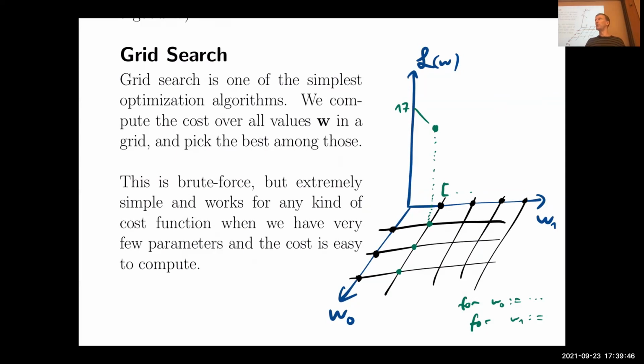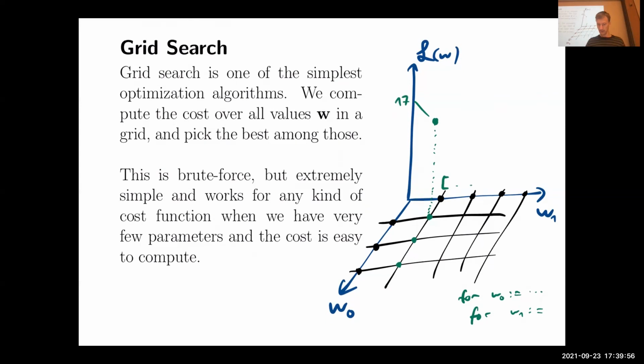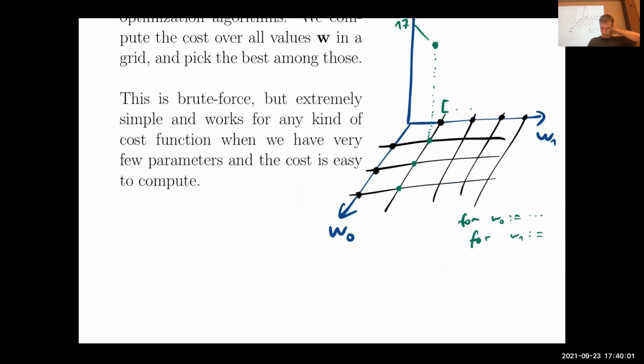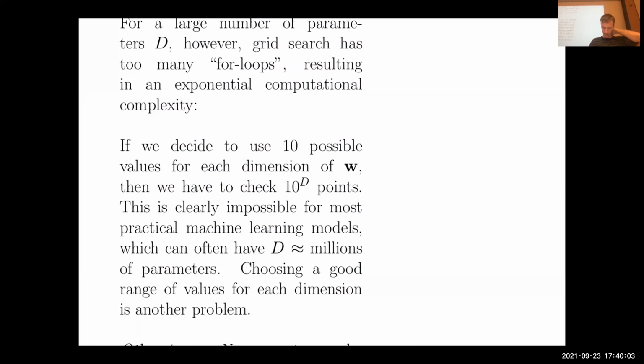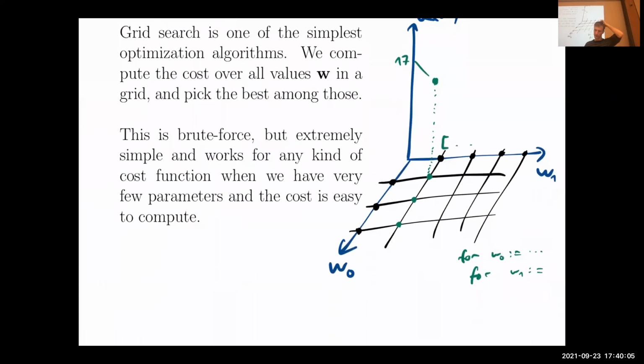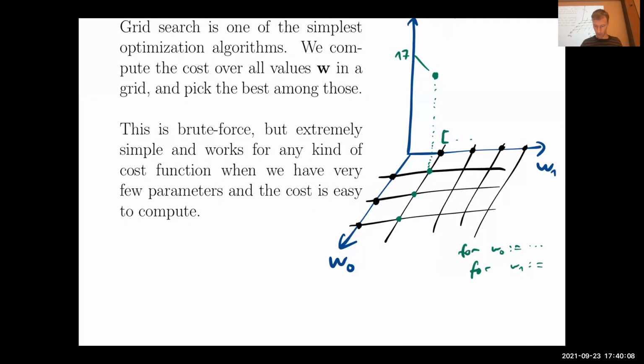What's the problem with that? Any comments on this? Yes. It doesn't really work if you have continuous values for the weights. Yes, what you said is that it doesn't work so well if I have continuous values, because I do this discretization of my grid, and you're right. You're saying, what if I want to minimize the cost?